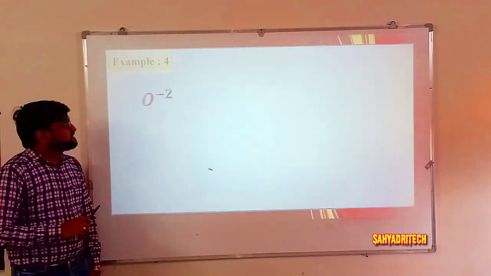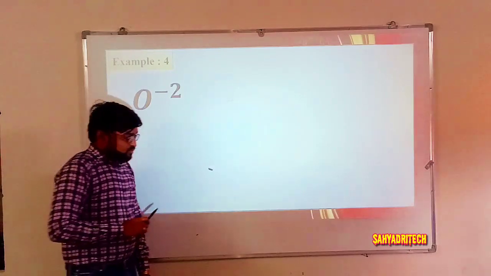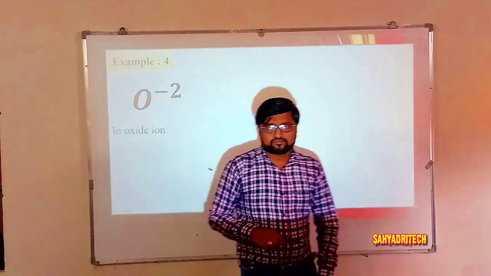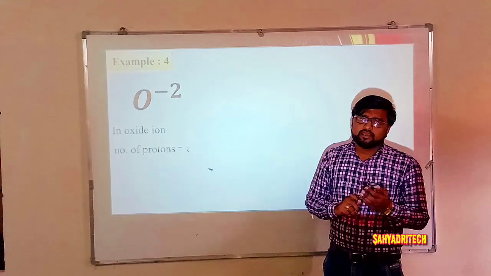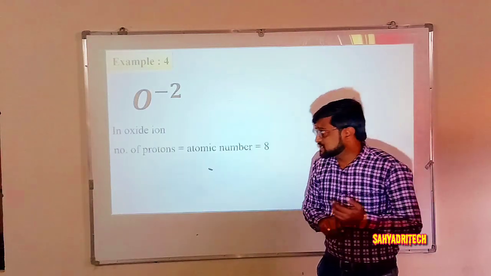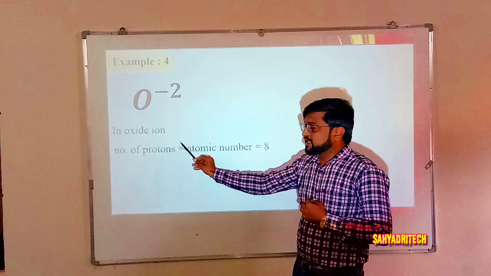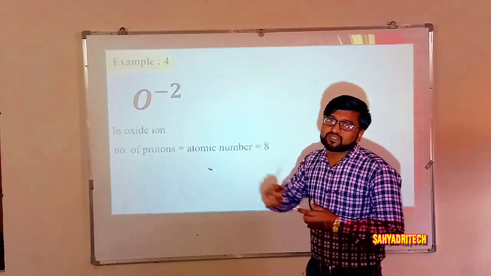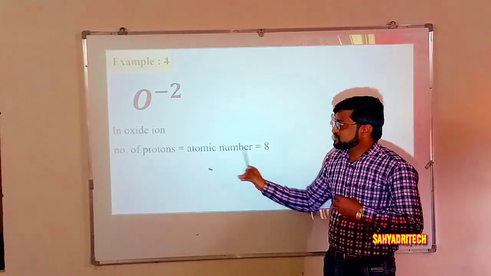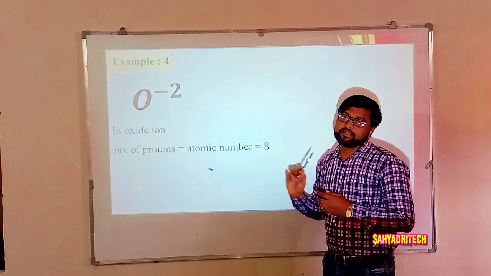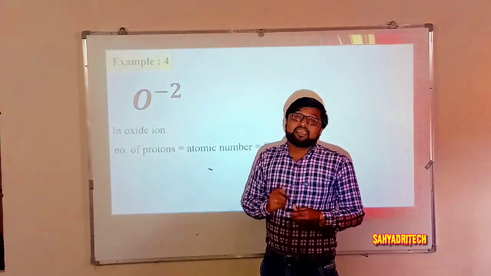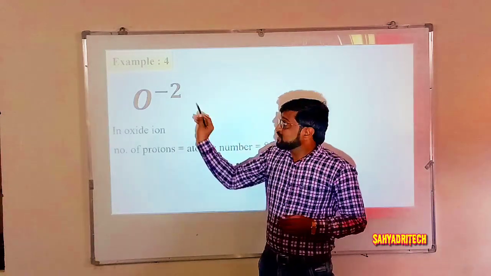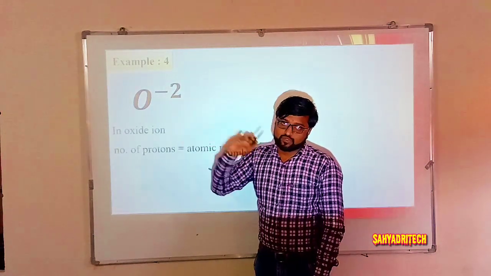Well, if I consider the oxide O2- ion, we know oxygen has atomic number 8 and mass number 16. Therefore, the number of protons is equal to the atomic number, 8. Now, what type of ion is it? It is an anion, so it carries a negative charge, minus 2.